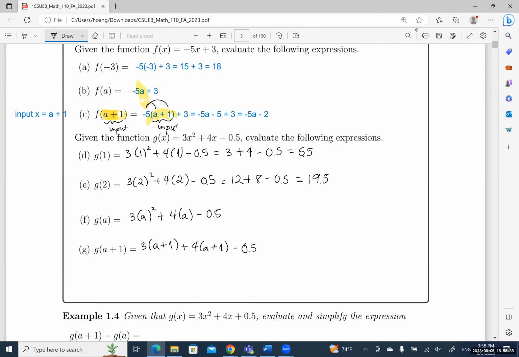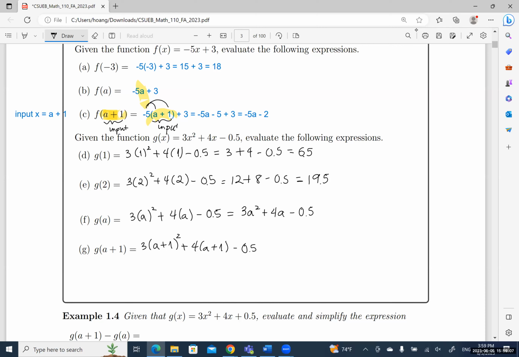The next one, what you do in here is just change the variables from X to A. Change the input from X to A, so you cannot simplify anything else, just change the X to be A. All right. But the next one, G, could be a little bit challenging if you forgot the square here.